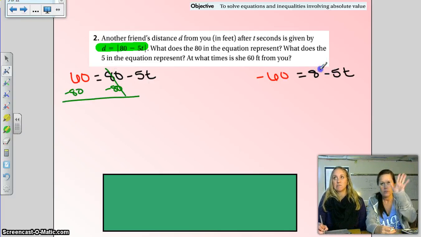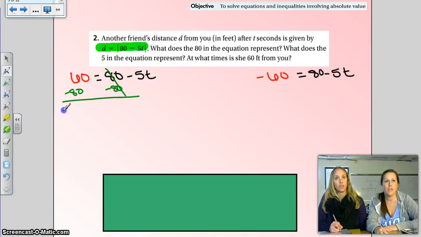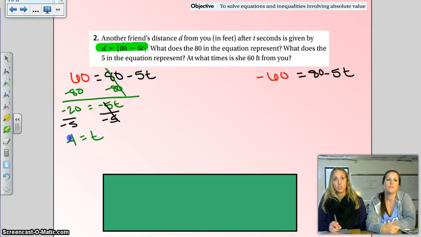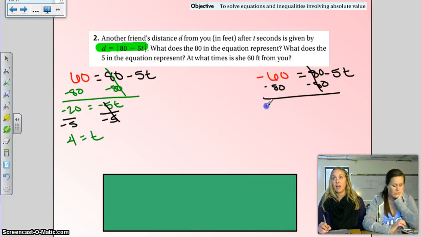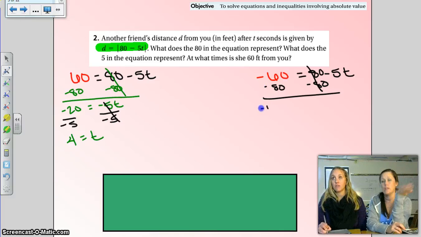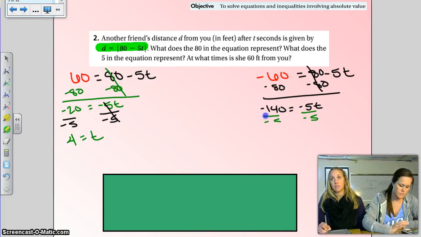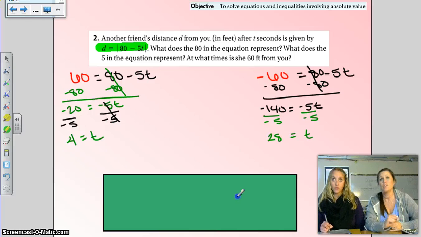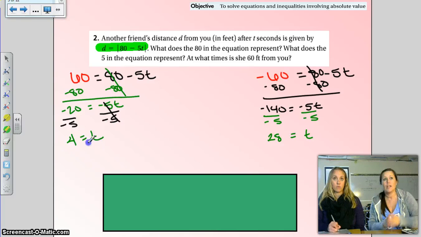Okay, so solving. Negative 20 equals negative 5t. Divide by negative 5. This is not an inequality, so I don't flip any signs. So 4 equals t. So that would be 4 minutes. Solving, so I add that. So 140. Negative 5t divided by negative 5. Positive 28. Okay. So my friend is 60 feet away from me at 4 minutes and at 28 minutes.